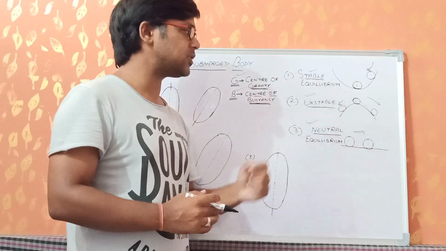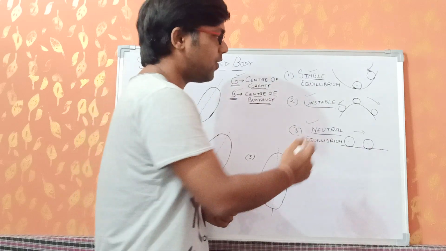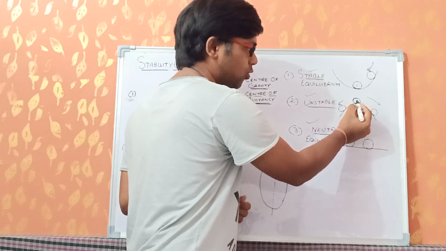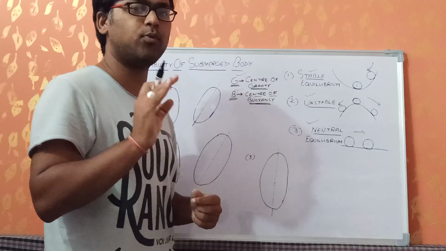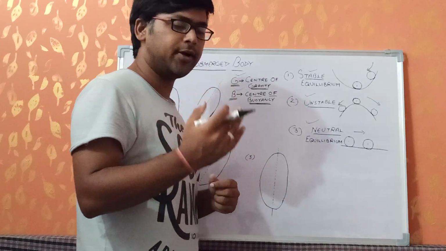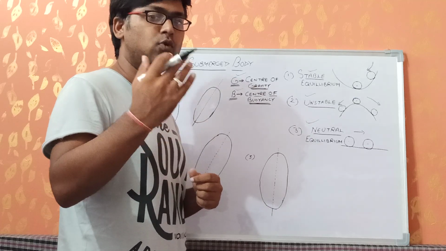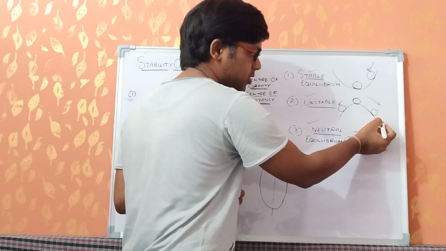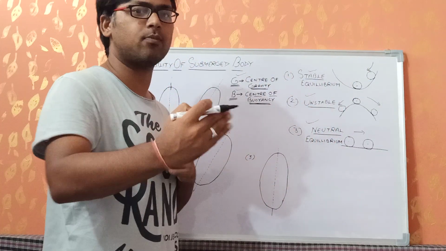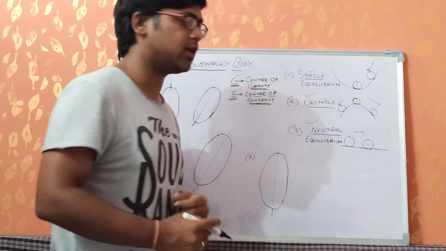Second, we have a case of unstable equilibrium. Now in this picture we can see if I try to disturb the position of this ball that is at the top towards the left or towards the right side, if I push it, the ball is not going to come back to its original position, but it will move further away from the original position. It will not stop at this point or this point or this point. It will keep on moving away. So that is a case of unstable equilibrium.